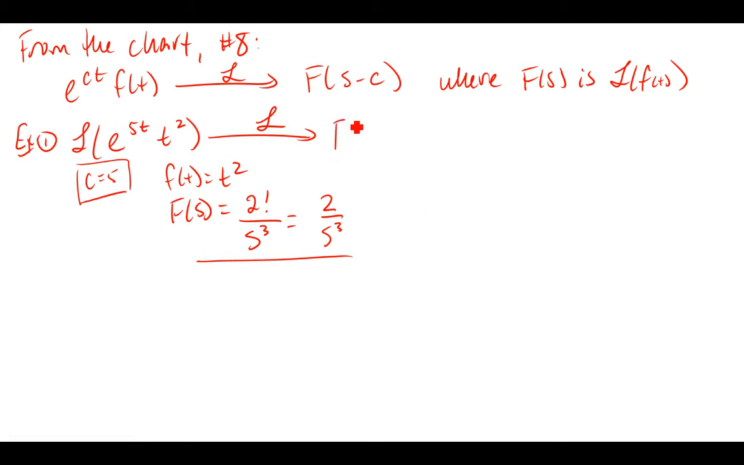And it's big F of s minus 5. And that's what c is, 5. But what is that? Well, big F of s is 2 over s cubed. So big F of s minus 5, it kind of helps to say it fast, would be 2 over s minus 5 cubed. And that's the answer.